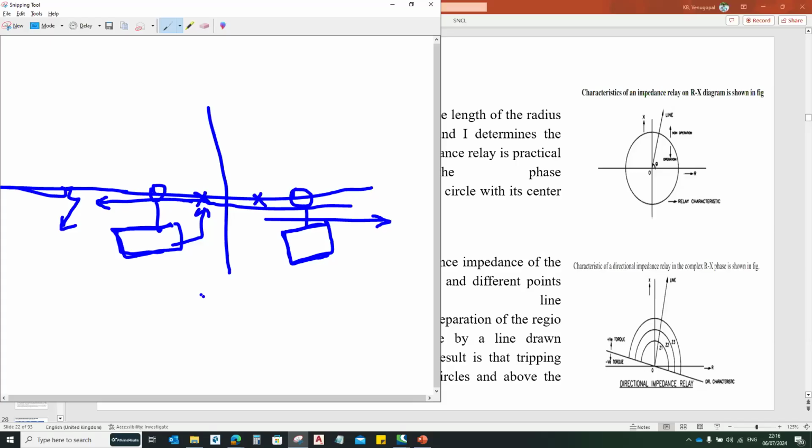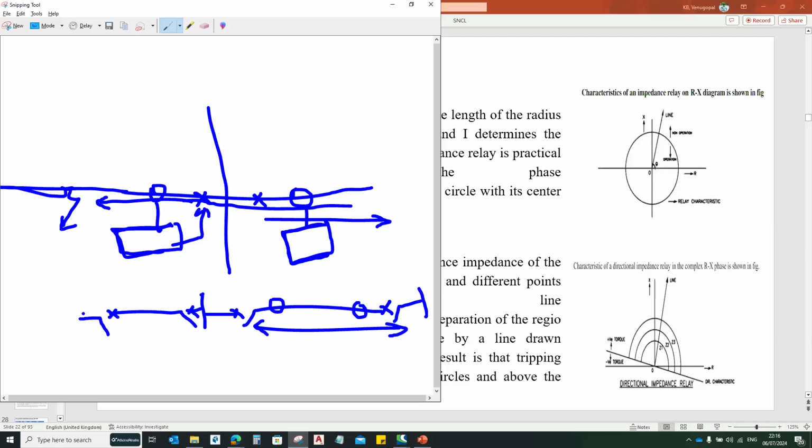So how I'm taking this is, let us consider this is substation A and this is substation B. The current will be connected like this, so that here one relay is there, here one relay is there, and similarly, this is one circuit breaker, and it will be connected to the other end circuit breaker. This is one.